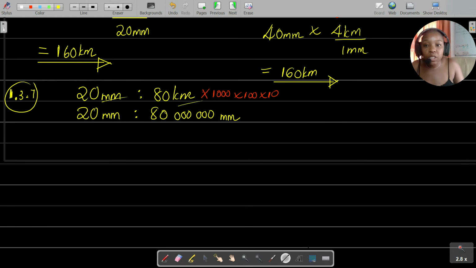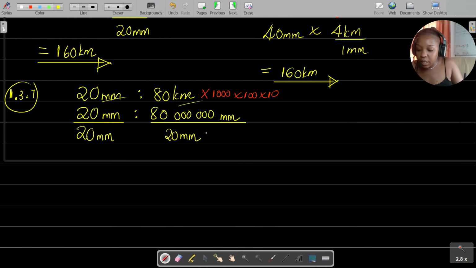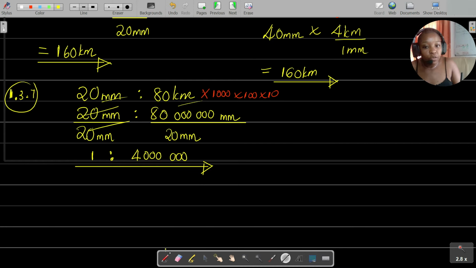millimeters, right? And then what do we need to do now? Remember, we want it to be in the form of 1 is to something. So all that's left for us to do is divide both sides by 20 millimeters. If we divide 80 million by 20, what do you get? You'll find that this bar scale converted into a ratio scale is equal to 1 is to 4 million. So we've basically converted this bar scale into a ratio scale. Simple as that.